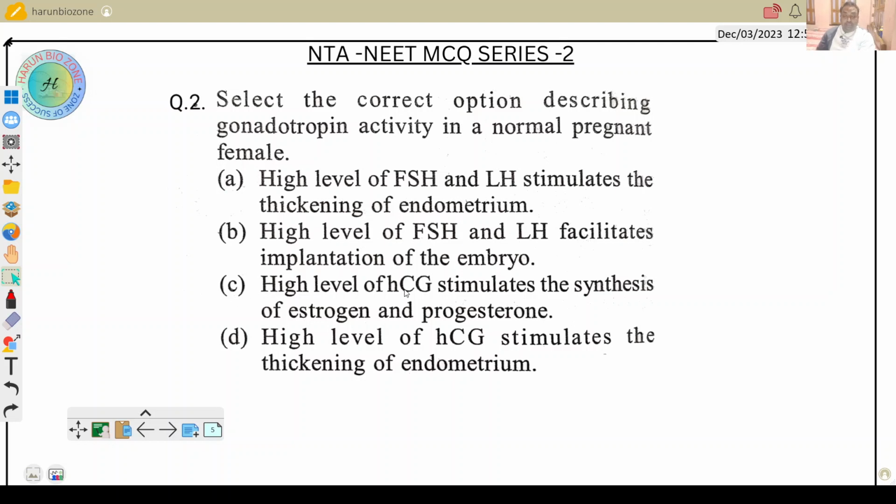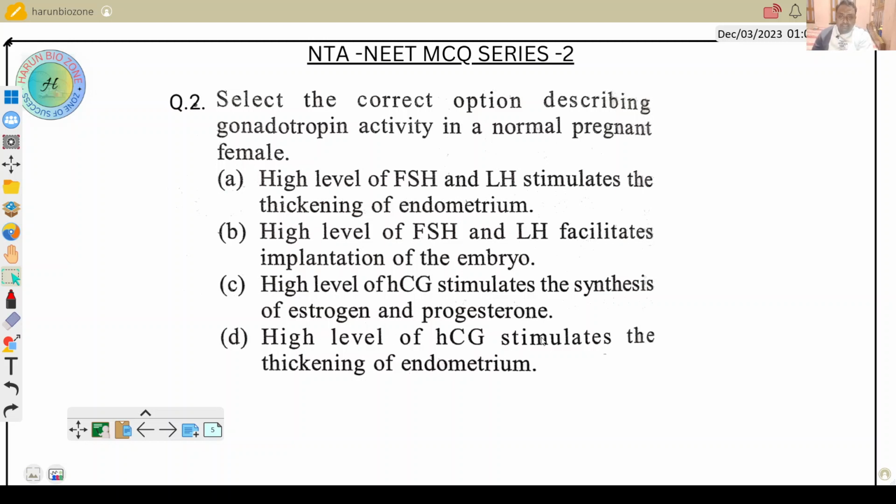Here it says when the level of human chorionic gonadotropin hormone that is secreted from the ectoderm of the embryo, and from the ectoderm there are two layers present, cytotrophoblast and syncytiotrophoblast. So this trophoblast produces the placenta. The placenta attaches the embryo to the mother's womb. This placenta secretes human chorionic gonadotropin hormone. So when the human chorionic gonadotropin hormone level is high, it stimulates the synthesis of estrogen and progesterone. Estrogen and progesterone hormones mainly maintain the pregnancy of a female.